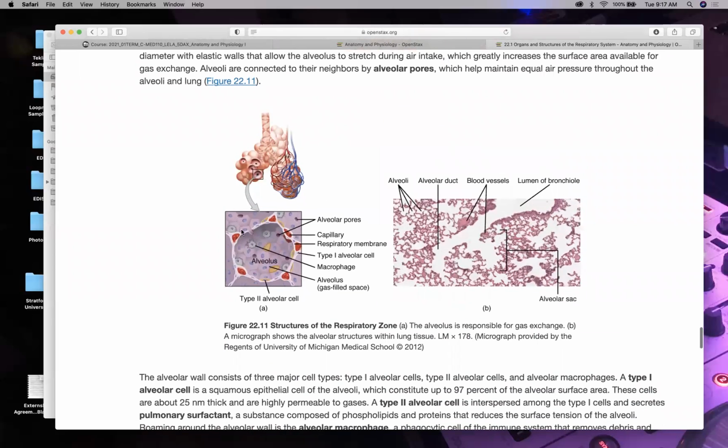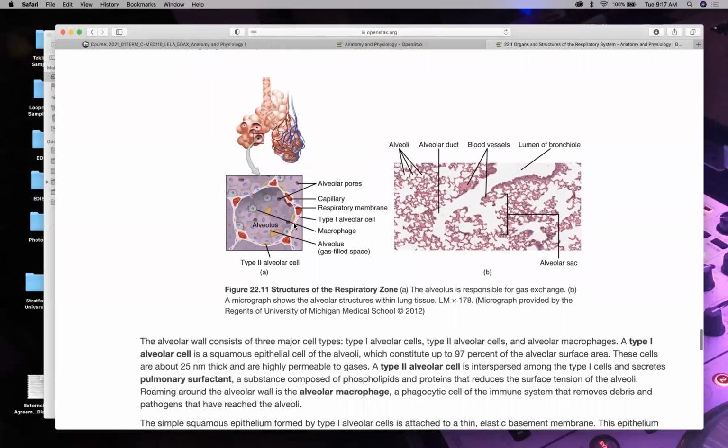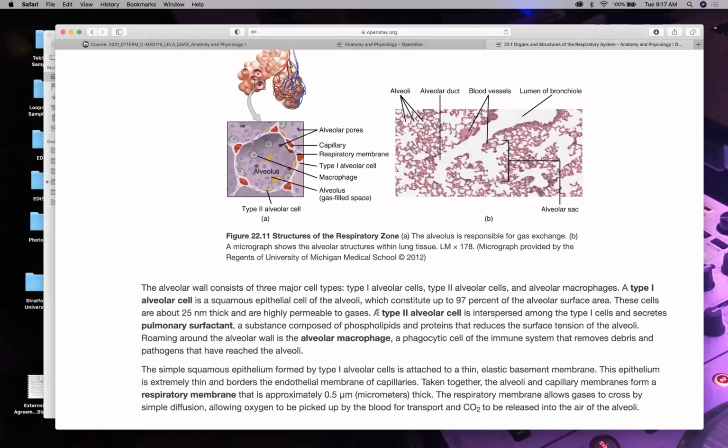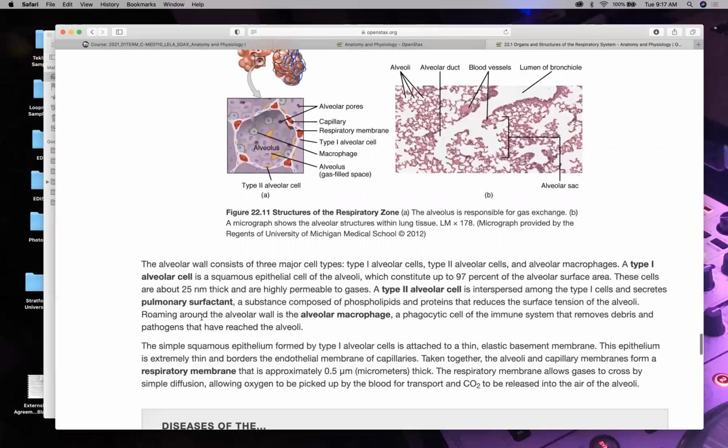The reason the alveoli are really neat and keep themselves open is that they have alveolar cells that release certain chemicals. One of the main important chemicals is pulmonary surfactant. Surfactant keeps the surface tension so that all these alveoli stay open so that gas can go in and out.